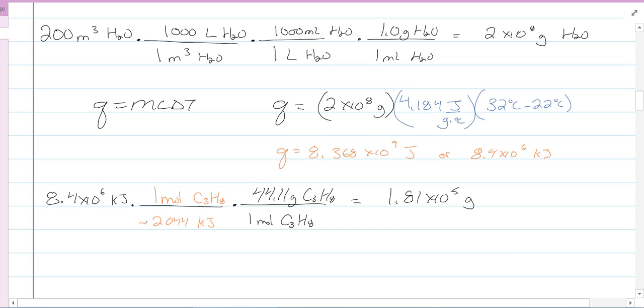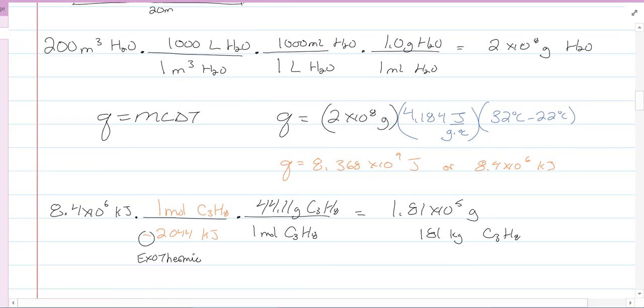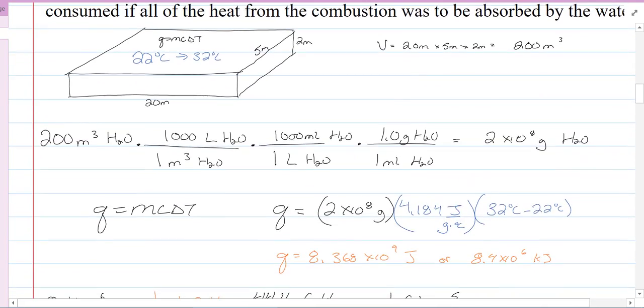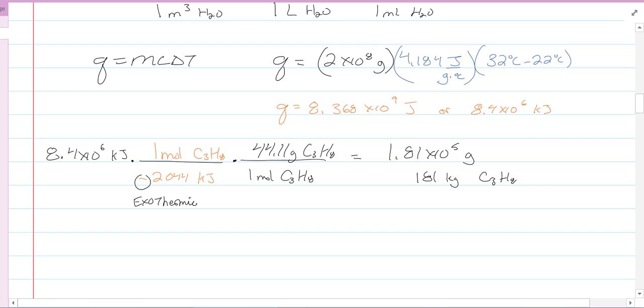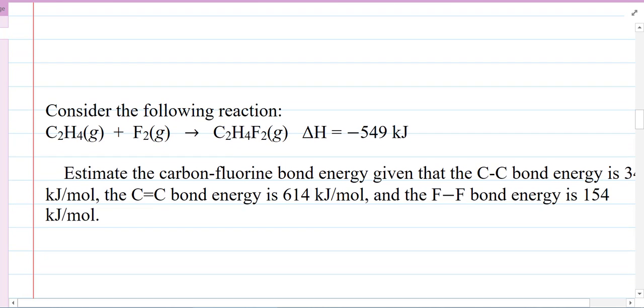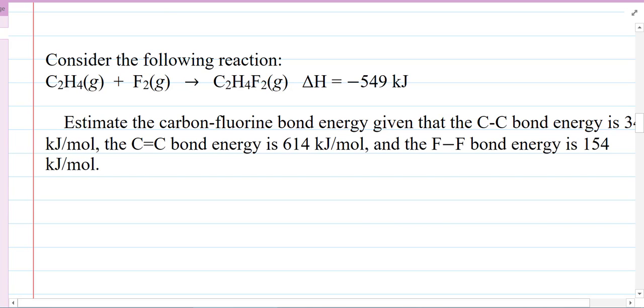It's positive, right? This just means, again, exothermic. Or 181 kilograms of C3H8. That's a lot of kilograms of C3H8. It's a good size pool. That's the pool problem. What do we do? Well, I figured out the volume of the water. I figured out how much energy I needed to put into the water. And then we figured out how much propane required to burn to get that temperature of the water. Number 3.